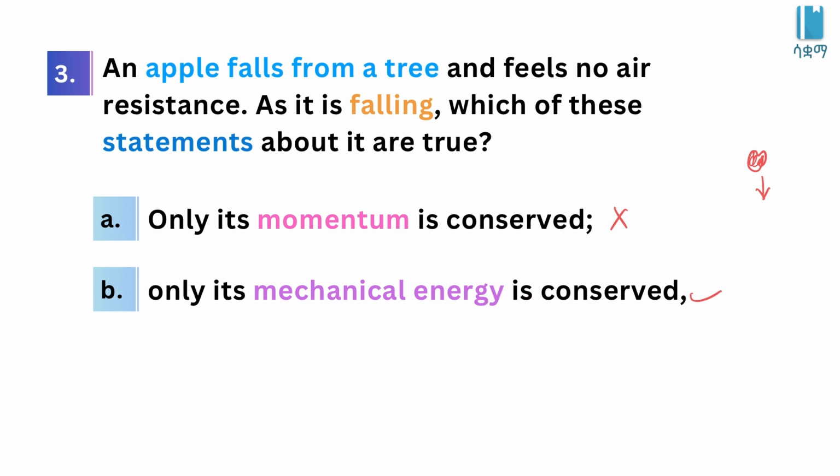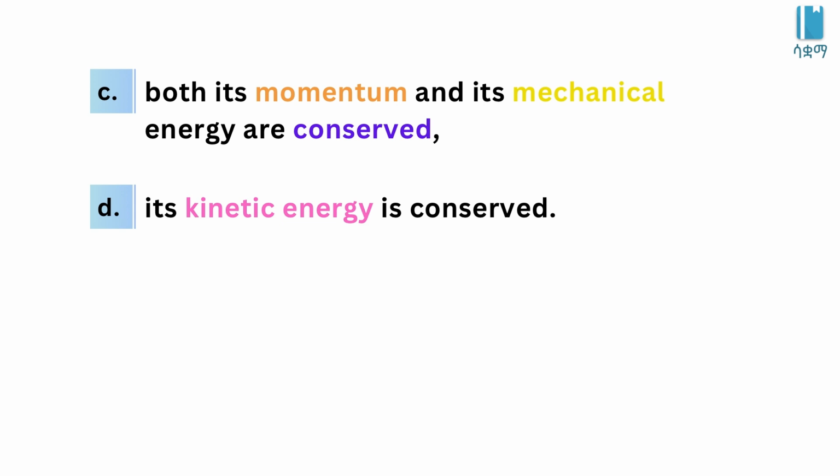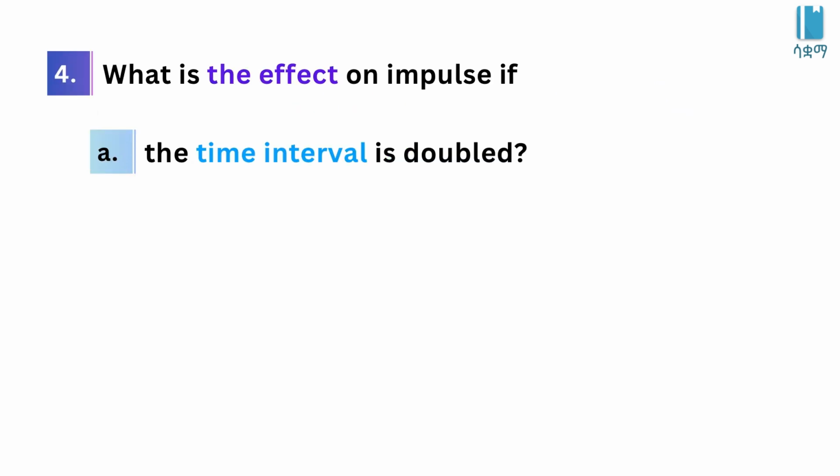So due to that, yes, only mechanical energy is conserved, it's true. But let's see the other options. So C ላይ: both momentum and mechanical energy are conserved. So momentum conserved ስለሚሆን, this is not the answer. So D ላይ ስንሄድ: its kinetic energy is conserved. The kinetic energy is not conserved because kinetic energy እየጨመረ ይሄዳል እንጂ constant የሆነ value አይኖረውም. So this is not the answer. So the answer would be mechanical energy ብቻ ነው conserve የሚሆነው.